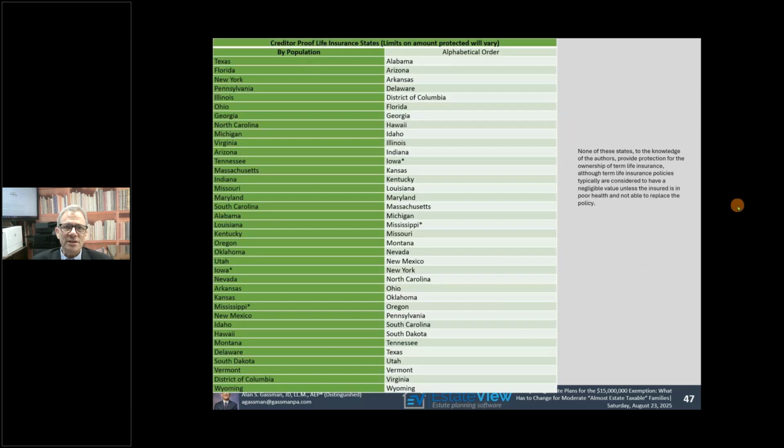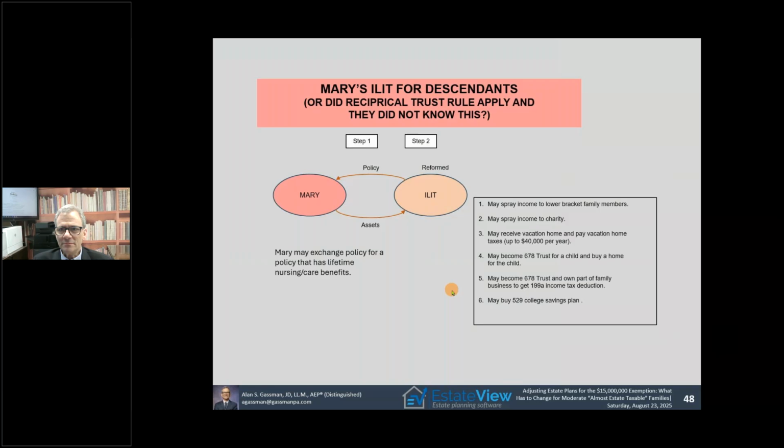Here's all the lists. Here's the list of the states in which you can have creditor proofness for an unlimited amount of cash value of life insurance on a policy owned on your life. Texas, Florida, New York, Pennsylvania, Illinois, Ohio, Georgia, North Carolina, Michigan, etc., ending with Wyoming. And I have them in alphabetical order as well.